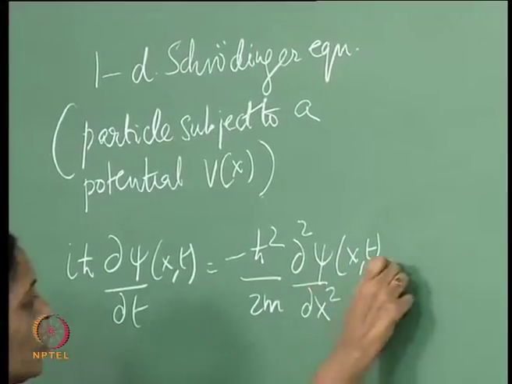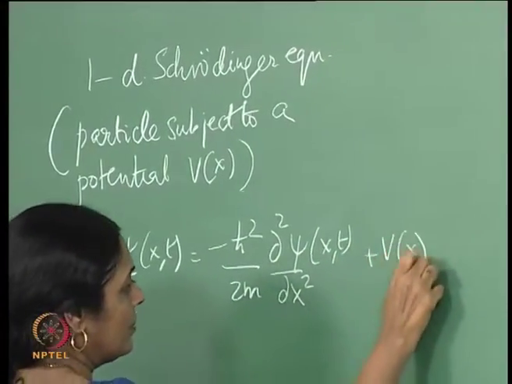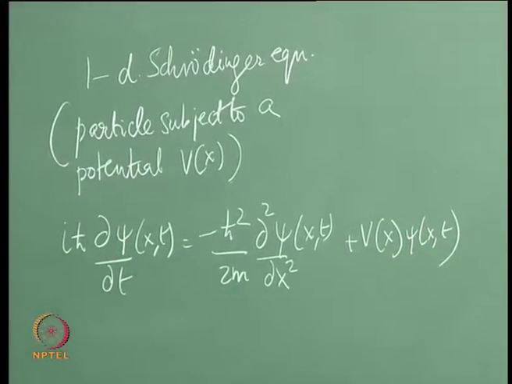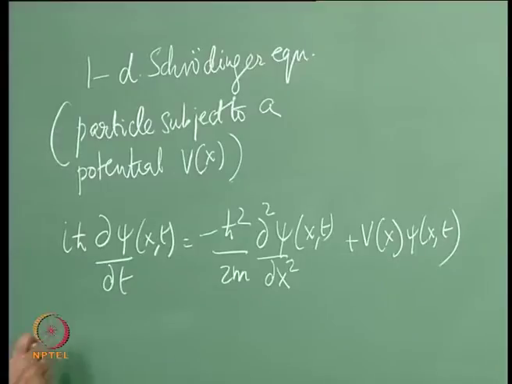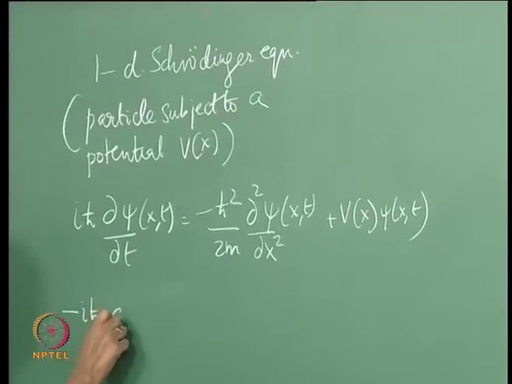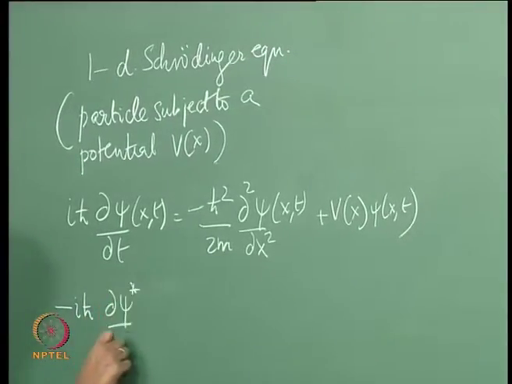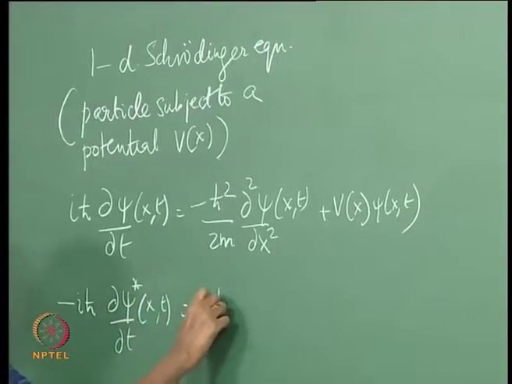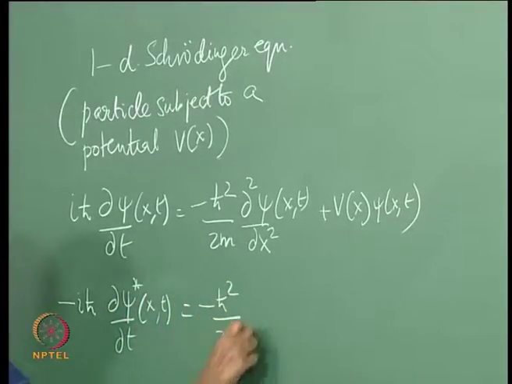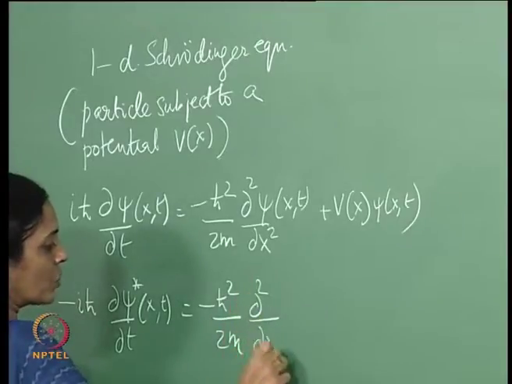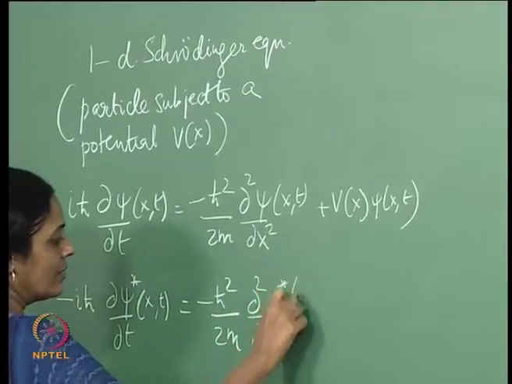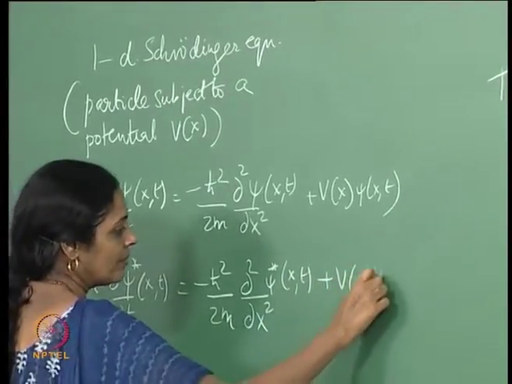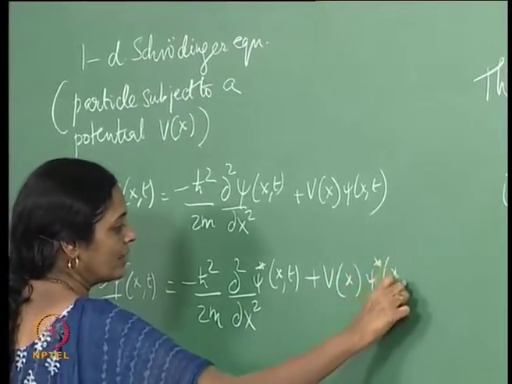So, I have the following equation, and then I have an equation for the complex conjugate, which reads minus i h-cross delta psi star by delta t is minus h-cross squared by 2m delta 2 by delta x squared psi star of x, t. V is real, and therefore, I have this equation.